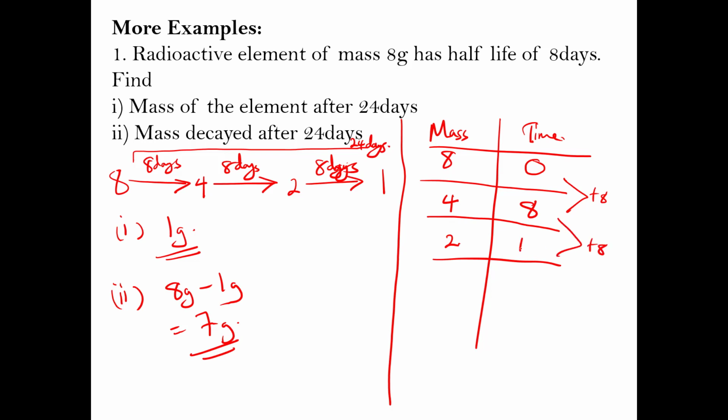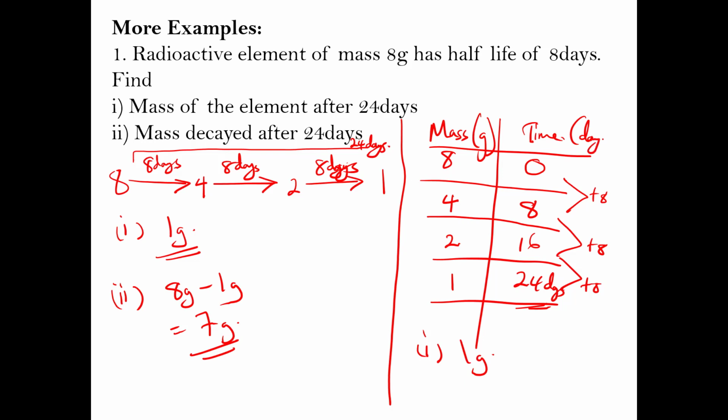That is half-life. You get 16. 2 divided by 2, you get 1. You add on plus 8. So the time here is 24 days. So our answer, Roman 1, is 1 gram. This was in grams. This was in days. And then our Roman 2, you get 8 grams minus 1 gram, you get 7 grams. So that is how we do this. Remember, we can also use an equation, but the equation is not for this level. But in case you want it, you can Google about it.